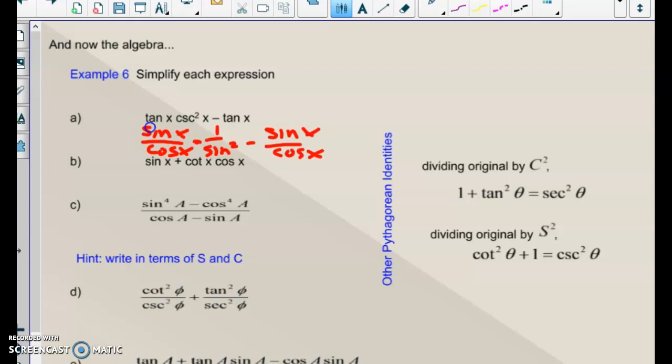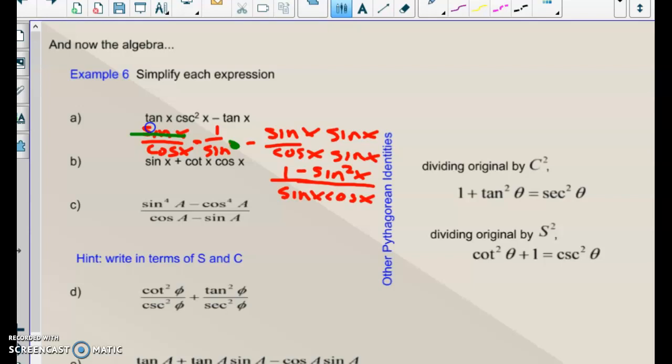And if we look for simplifying here, I can divide the sine and then the square would go away. And so I'm left with 1 over sine times cosine minus sine over cosine. And then to get a common denominator, I'm going to multiply both top and bottom by sine. So when I do that, I have 1 minus sine squared all over sine times cosine.